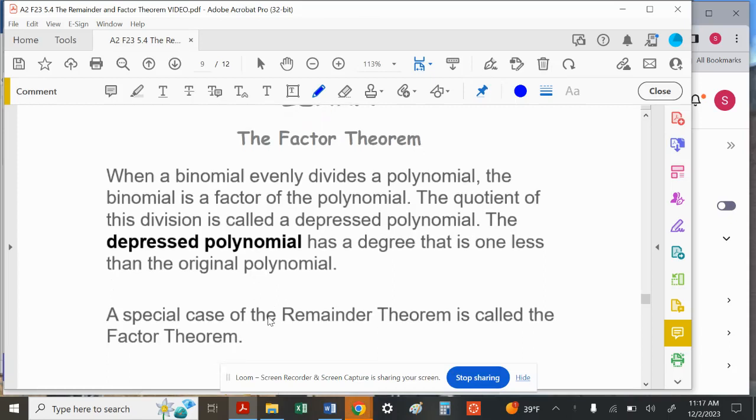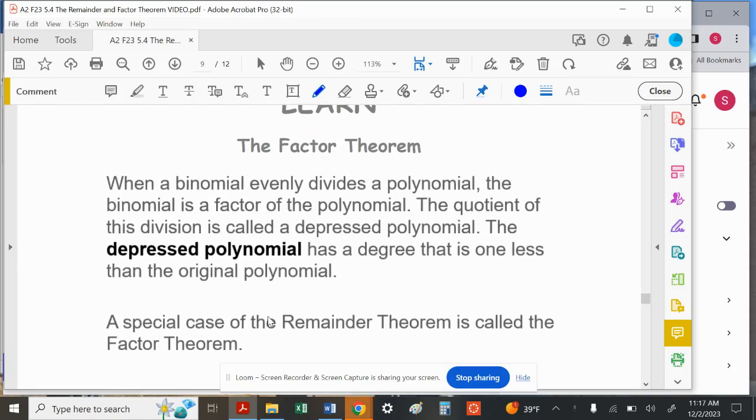Okay, let's go through now the factor theorem, which is similar to the remainder theorem by plugging something in, kind of using that synthetic substitution way of checking things. When a binomial evenly divides a polynomial, so when we do x squared plus 3x minus 2 divided by x plus 1, x plus 1 is a binomial. If it's a factor, if it evenly divides, then that means our remainder is going to be 0.